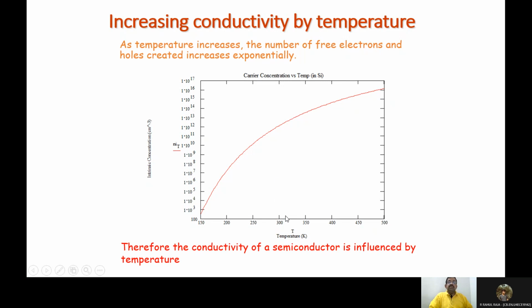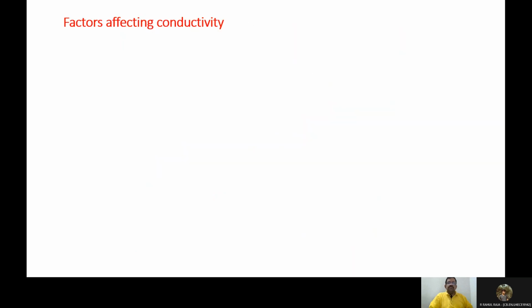For example, if you take silicon, the intrinsic carrier concentration at T equal to 300 Kelvin, at room temperature, is somewhere around 5 into 10 power 10. Whereas when I increase the temperature, I am going to generate more thermal carriers. Therefore, I will have a higher carrier concentration. So obviously, conductivity is expected to increase. We'll see an expression for it.